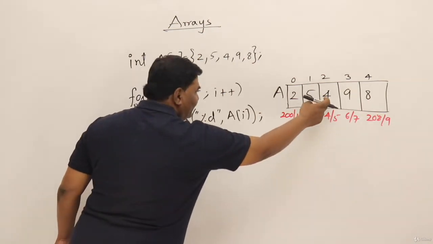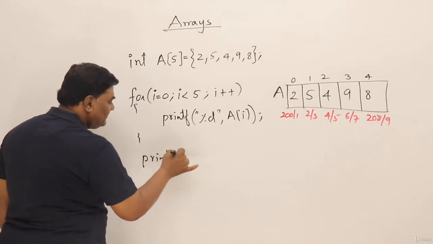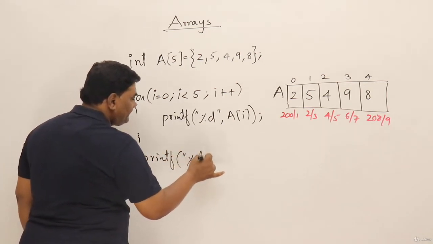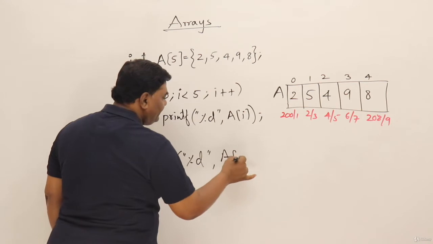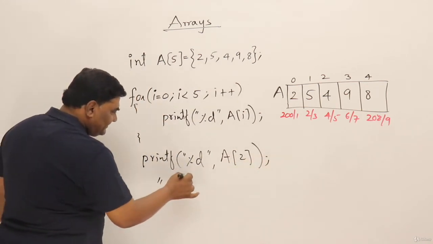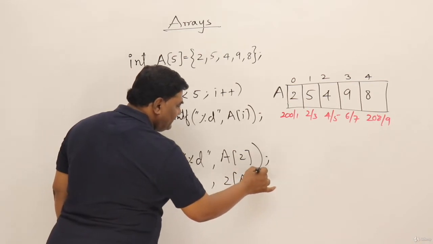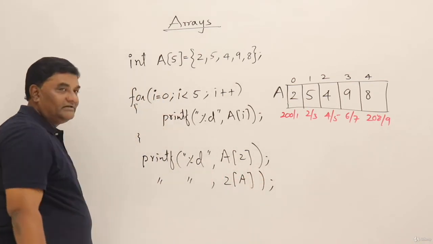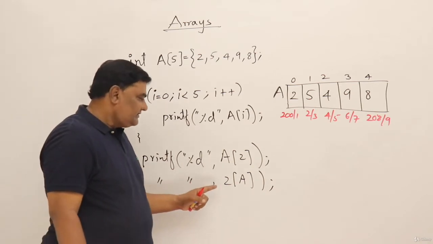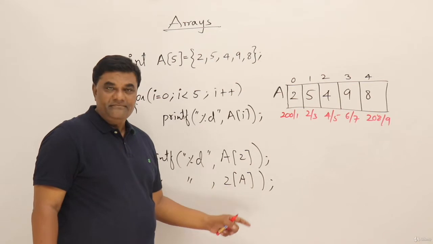If I want to print this element, then I can say printf %d a of 2. This is one method. Then the same thing, printf, I can even say 2 of a. This is another method. So you can even use the index outside and the name of an array inside the subscript.